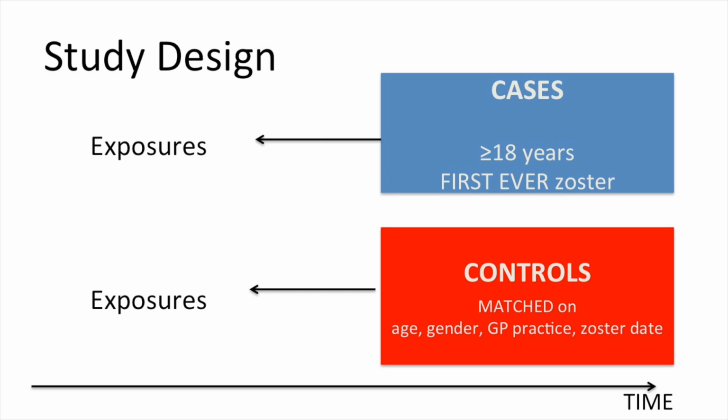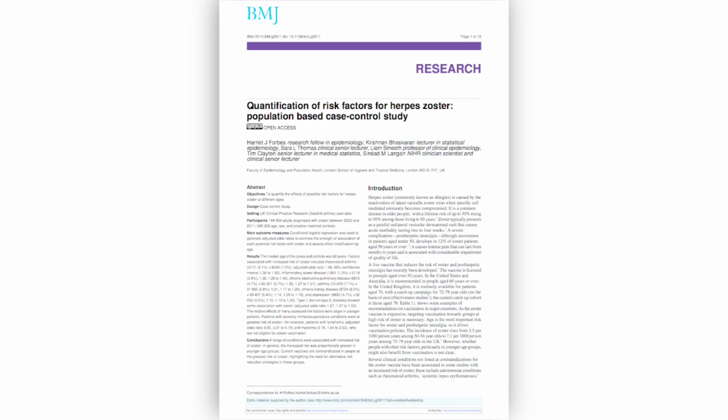Our cases were patients diagnosed with zoster between 2000 and 2011, and we matched these cases to non-zoster controls on age, gender, GP practice, and zoster date. In order to calculate the effects of each of our risk factors on zoster, we calculated the adjusted odds ratios using conditional logistic regression. If you'd like more detailed information on our methods, please have a look at our paper.